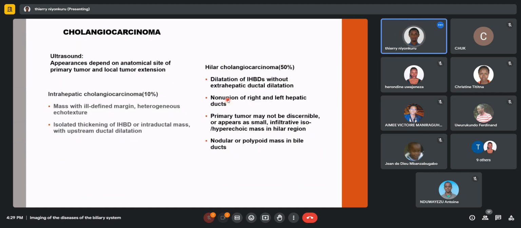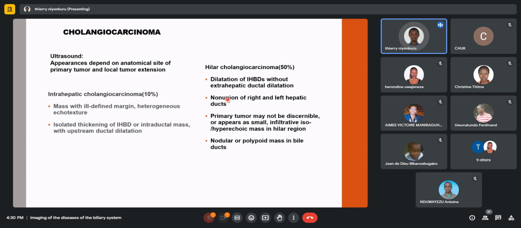So on ultrasound, the appearance depends on the anatomical location of the tumor and the tumor extension. When there is intrahepatic cholangiocarcinoma, it will present as a mass with ill-defined margin and heterogeneous architecture. There may be isolated thickened intrahepatic bile duct and intraductal mass with upstream ductal dilatation. When it is hilar cholangiocarcinoma, which is about 50%, it presents with intrahepatic bile duct dilatation without extrahepatic duct dilatation, because the dilatation will go upstream, into the liver, not extrahepatic.